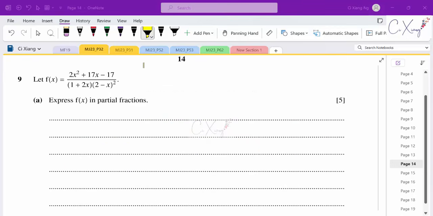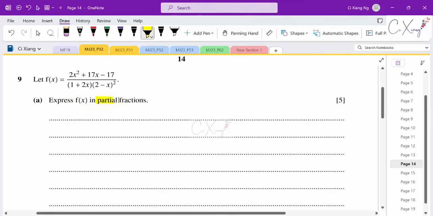Okay, so now we are at question number 9. We are given a rational function like this. They want us to express f(x) in partial fractions.